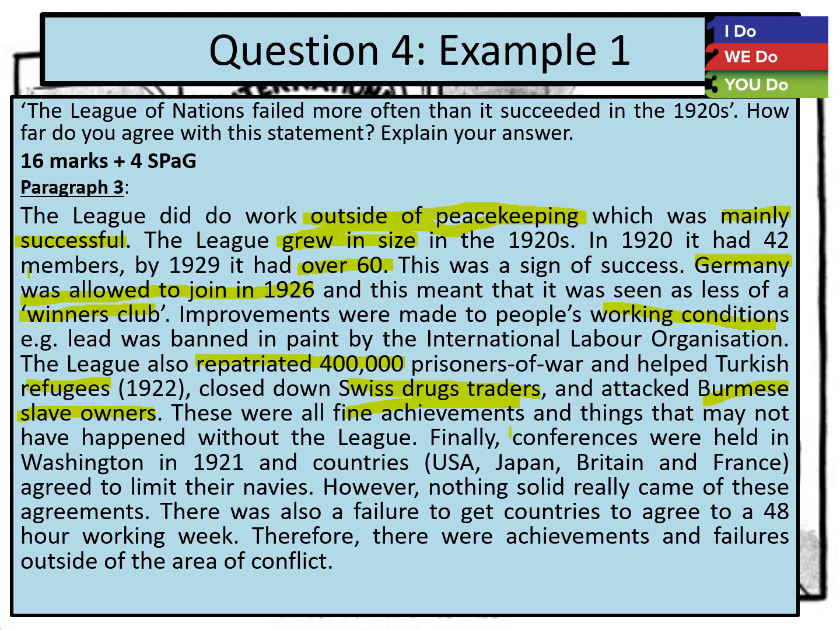Finally, conferences were held in Washington in 1921, and countries, USA, Japan, Britain, France, agreed to limit their navies. However, nothing solid really came of these agreements. So although countries said, oh yeah, we will disarm, we will reduce our navies, no one actually did this. There was also a failure to get countries to agree to a 48-hour working week. That was one of the League's promises that would limit how long people across the world had to work on an average week. Therefore, there were achievements and failures outside of the area of conflict.